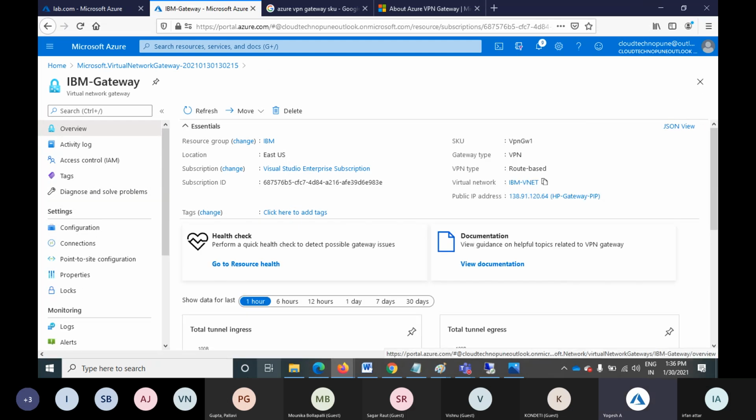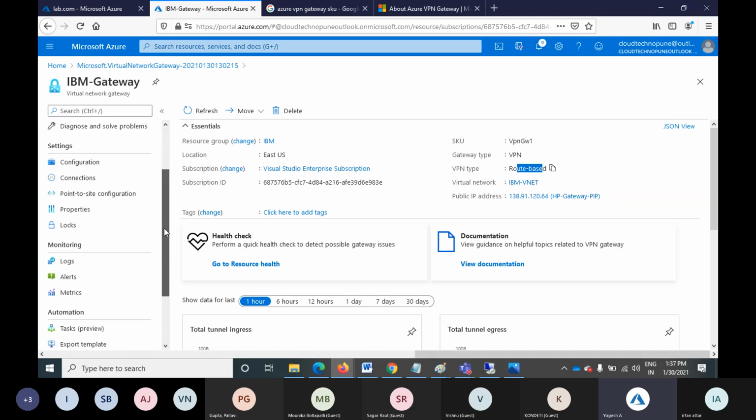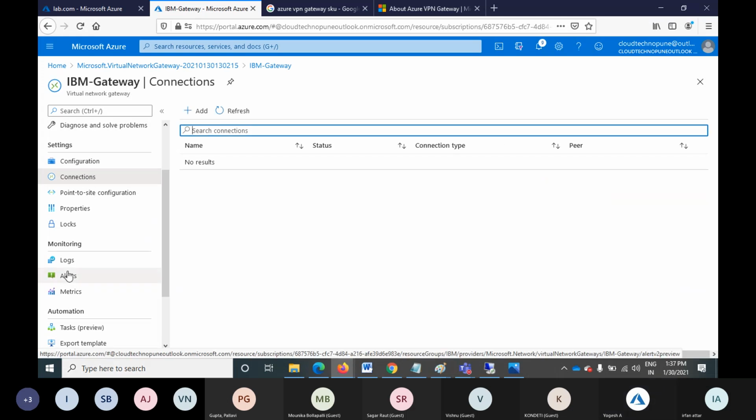Go to the VPN gateway. So this is the VPN gateway. In the overview tab, we get all the information: which resource group we are using, location, subscription ID, which SKU and type we are using, VPN route-based, network and public IP. And there is one more option here, Connections. When you configure a site-to-site VPN between two infrastructures, we need to deal with the connection option. And if you want to configure a point-to-site VPN, then we need to deal with the point-to-site configuration option.